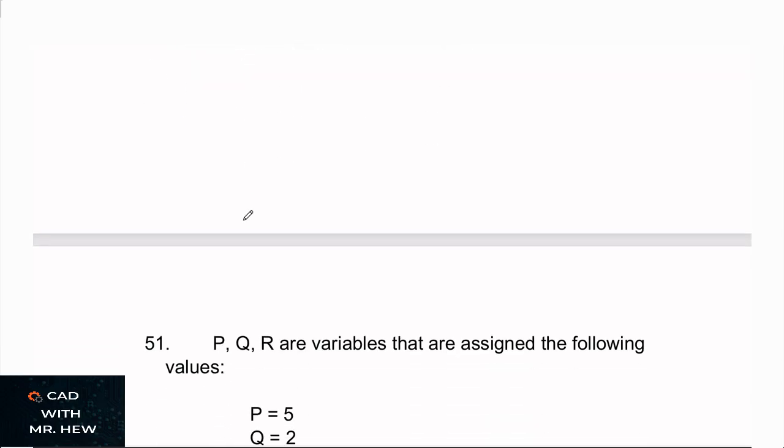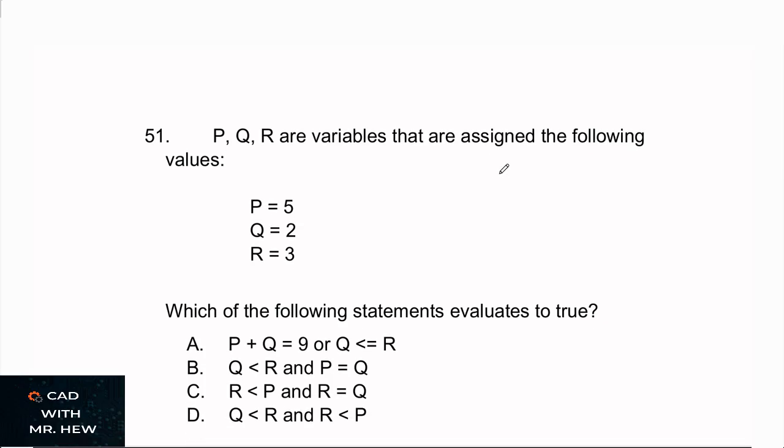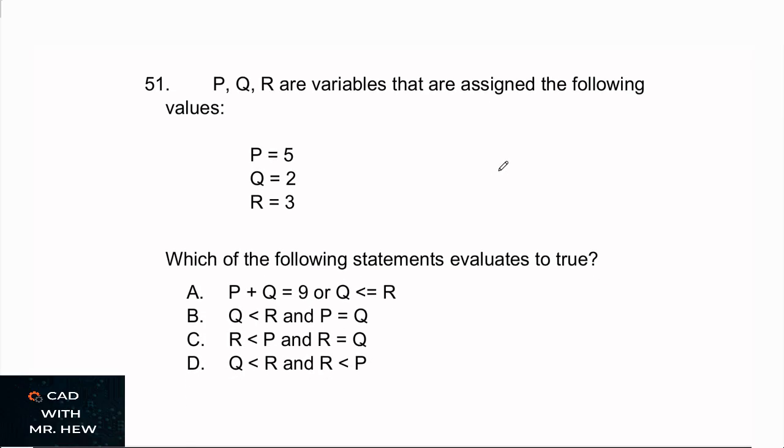All right, let's go to question 51. P, Q, R are variables that are assigned the following values. So we have P equal 5, Q equal 2, R equal 3. And this is the question that is related to this statement up here. Which of the following statements evaluates to true?